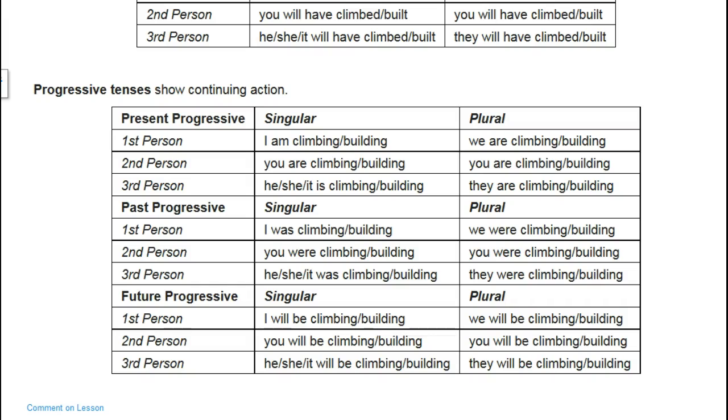Progressive tenses show continuing action. Take a moment to either write down or take a screenshot of the progressive tenses of present, past, and future singular and plural forms.